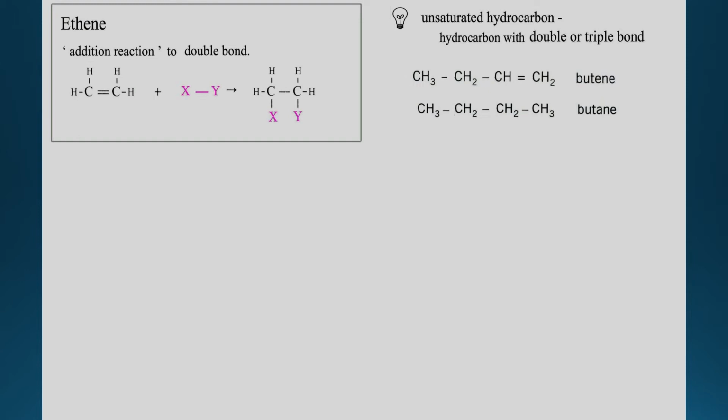What is an unsaturated hydrocarbon? Unsaturated hydrocarbon means any hydrocarbon with a double bond or triple bond. As follows: butene, double bond. So this is an unsaturated hydrocarbon. The bottom one, butane, single bond. So this is a saturated hydrocarbon.